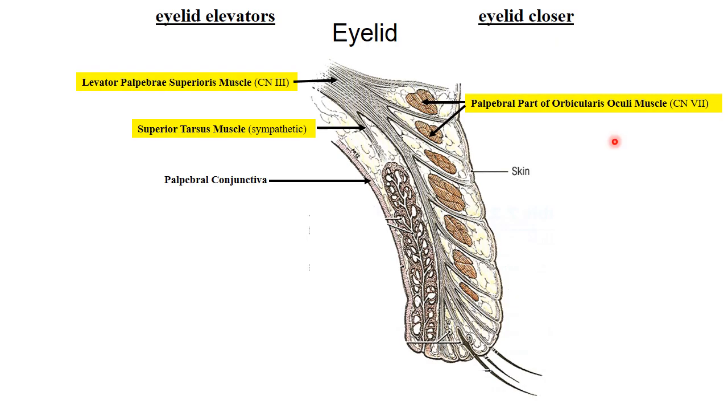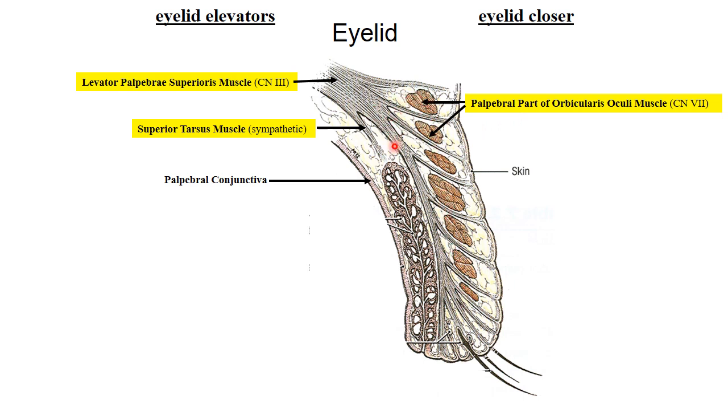Okay? So let's look at the muscles that control whether our eye is open or not, because we've now got our complete set. Okay, eyelid closers are on the right, eyelid elevators or openers are on the left. And we said the muscle that closes the eye is going to be orbicularis oculi muscle. Okay, it's a muscle of facial expression supplied by cranial nerve 7. The palpebral part is the part that we actually find in the eyelid.